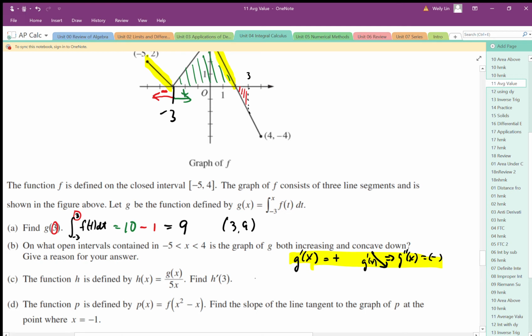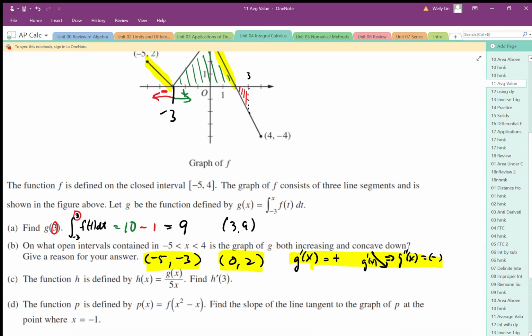My intervals then work out to be -5 to -3, and that's going to be up here, sorry. The answer is the -5 to -3 interval. It's also going to be from 0 to 2 interval. Those are the intervals where we have positive y-coordinates on the derivative graph and negative slope on the derivative graph, which means the second derivative is negative. Those are the two sections.